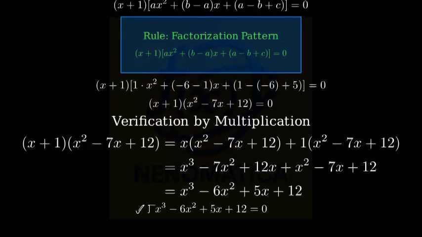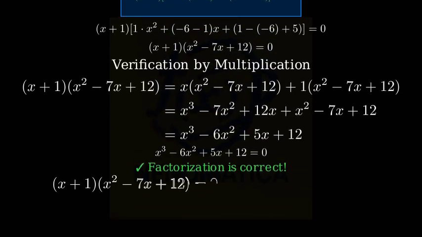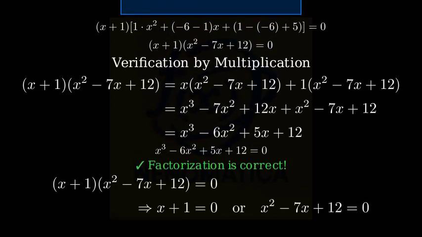Adding these up, we get x cubed minus 7x squared plus 12x plus x squared minus 7x plus 12, which simplifies to x cubed minus 6x squared plus 5x plus 12 equals 0. This matches our original equation, confirming our factorization is correct. Now that we've factored our equation, we can solve it. Since the product equals 0, either x plus 1 equals 0 or x squared minus 7x plus 12 equals 0.